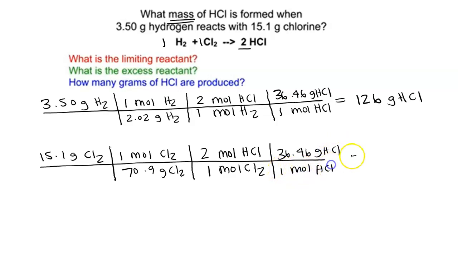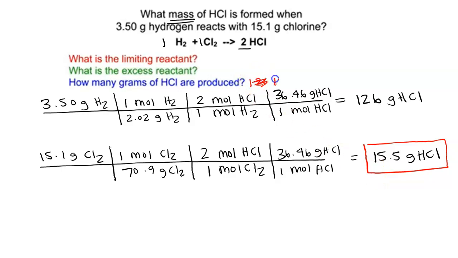When I calculate from left to right, my final answer should also have 3 sig figs. So 15.1 divided by 70.9 times 2 and times 36.46 for a final answer of 15.5 grams of HCl. So this time we have 2 setups. We're going to compare these 2 values and look for the one that's smaller. So the 15.5 is obviously a lot smaller than 126 grams. So that's the amount of HCl that will be produced.